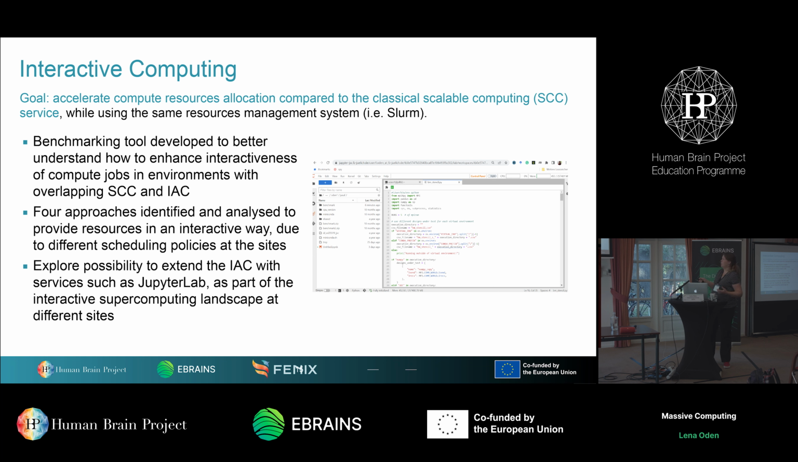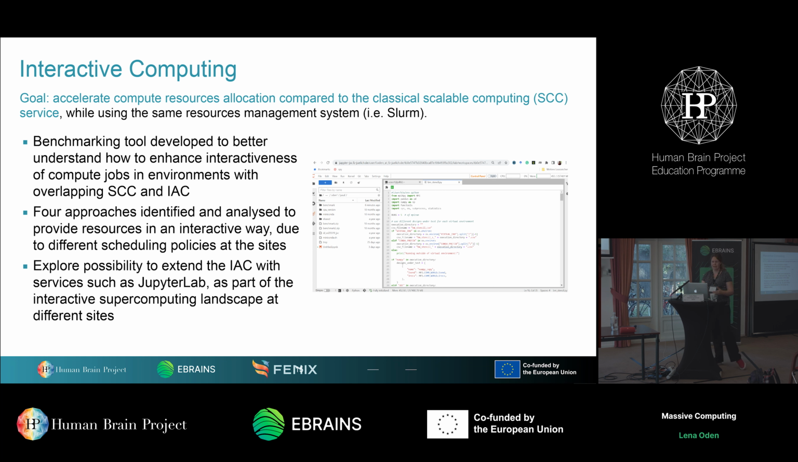And the first goal of this was to find ways how this interactive computing on scalable compute resources can be realized on a machine which at the same time, because eBrains is not the only user of these systems, can enable this interactive usage. Basically, I will not go into detail because you should know about how Slurm works, but we have developed 4 different approaches. And now how to do this.